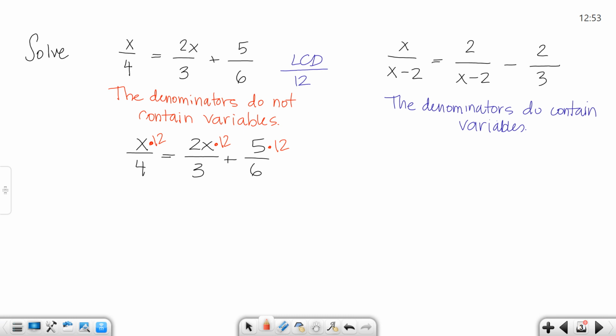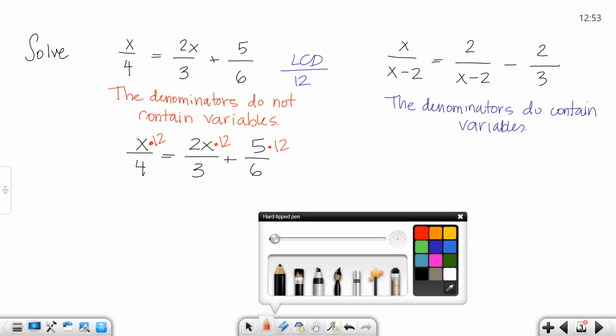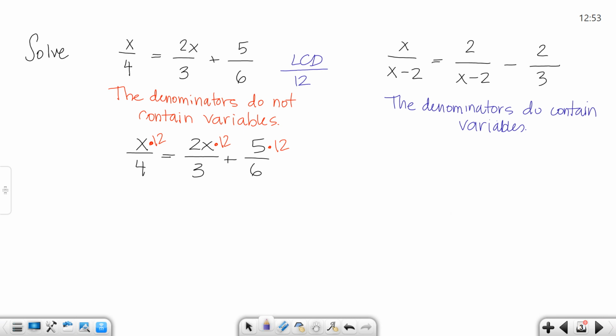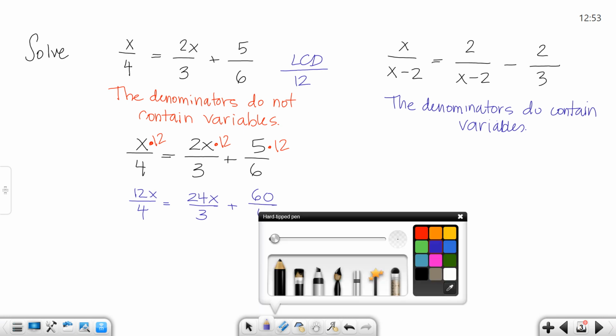Now I'm allowed to do that because I multiplied on the left side of the equals by 12 and the right side of the equals by 12, so that's why that's allowed. Now if you look at this first term right here, that's going to give you a 12x over 4. And if you look at the second one, 12 times 2 is 24. That gives you a 24x over 3. And over here, this gives you a 60 over 6.